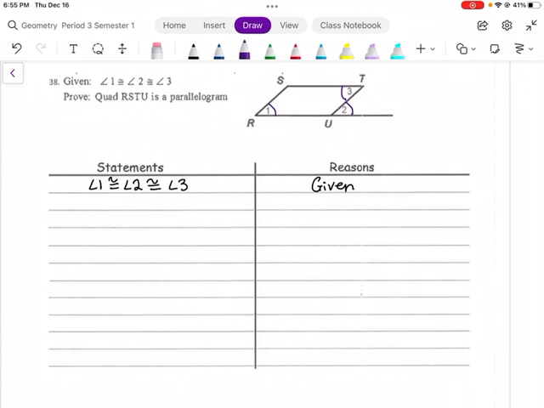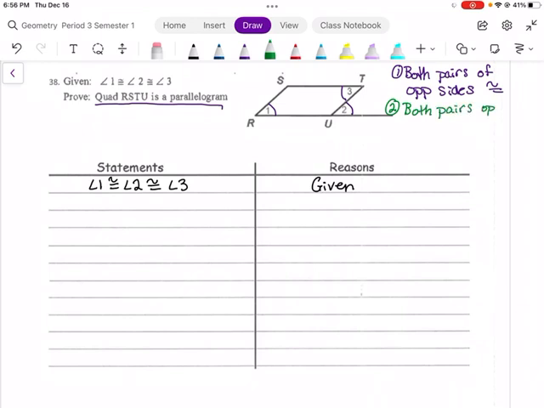For this one, we are trying to prove that we have a parallelogram with RSTU. So one way to do that is to show both pairs of opposite sides are congruent. In this problem, that might be pretty difficult to do because they don't give us anything that would give us an indication that the sides are congruent to each other. So then if we move on to our second pair, we could say that both pairs of opposite angles are congruent.